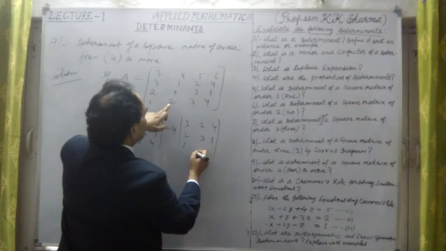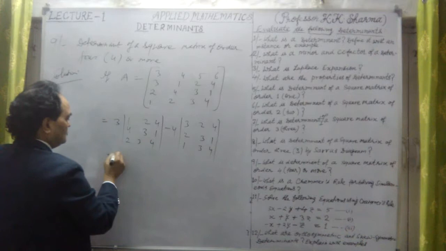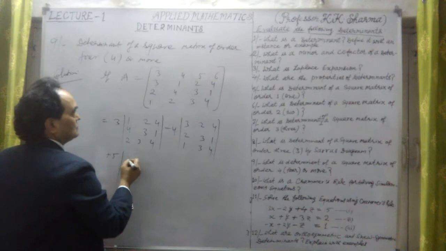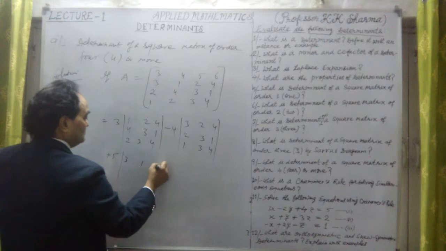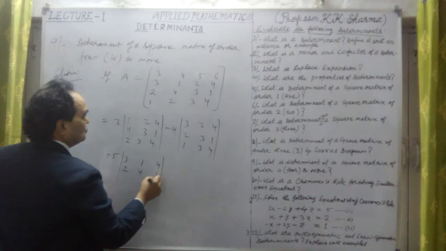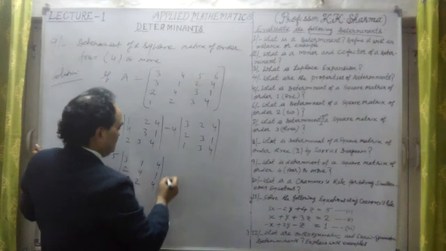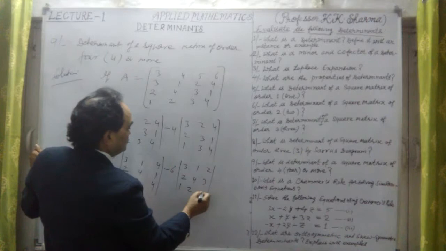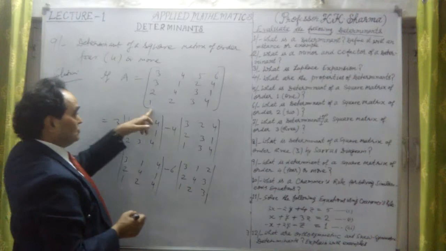Then plus 5, alternating positive, negative, positive, negative. This is 5 into positive, since it is lying in the first row and third column. So 5 into 3, 1, 4; 2, 4, 1; 1, 2, 4. Then minus 6 into 3, 1, 2; 2, 4, 3; 1, 2, 3, with the 6 here.